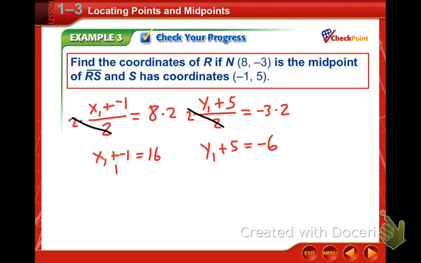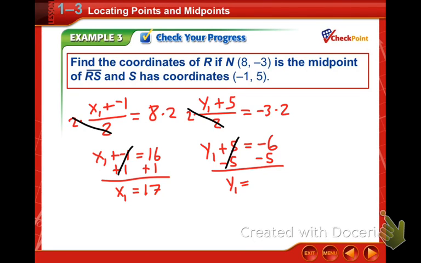Now we're going to add 1 to both sides of the left equation, so x1 comes out to be 17. And we're going to subtract 5 on the right side, and -6 minus 5 is -11. So our coordinate for R is 17, negative 11.